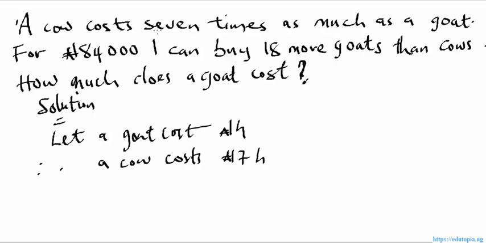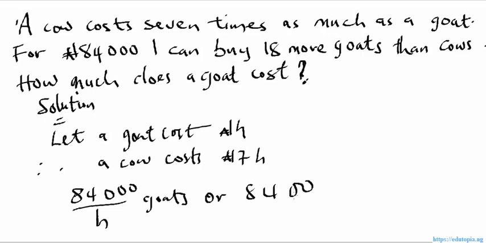Now for 84,000 naira, which is our second sentence, I can buy 18 more goods than cars. So we say I can buy 84,000 divided by H. That will give you the number of goods. I can buy 18 more goods. Now, for cars it is 84,000 over 7H cars.